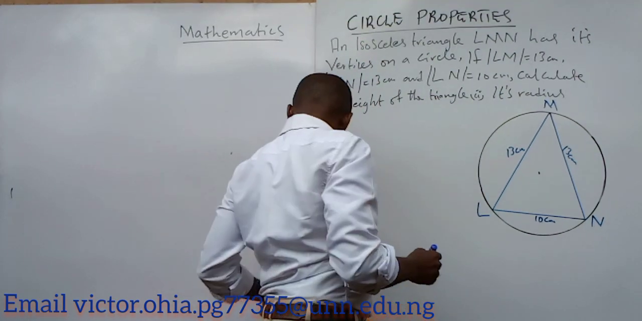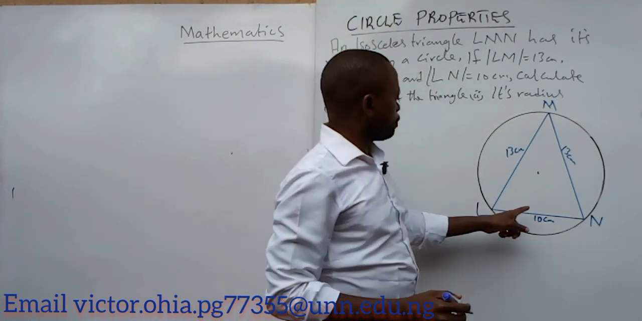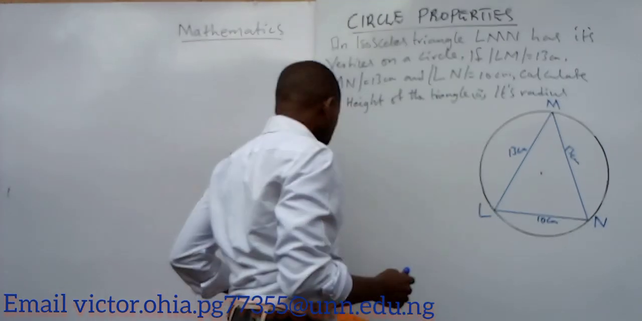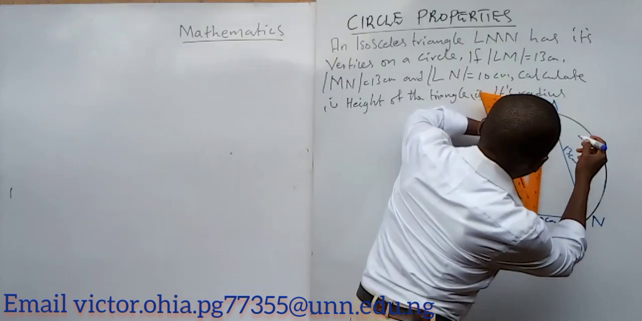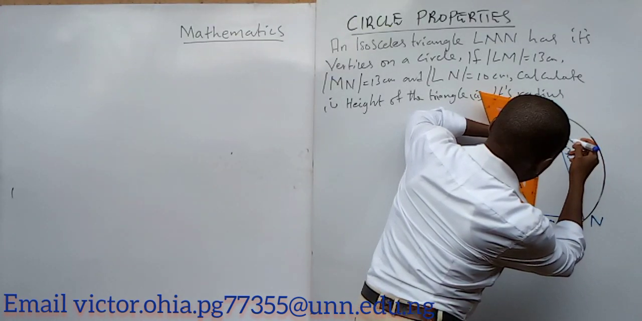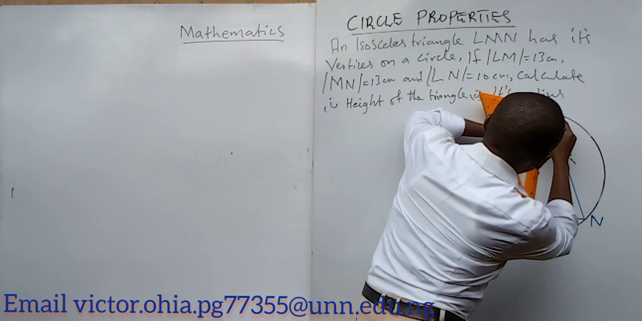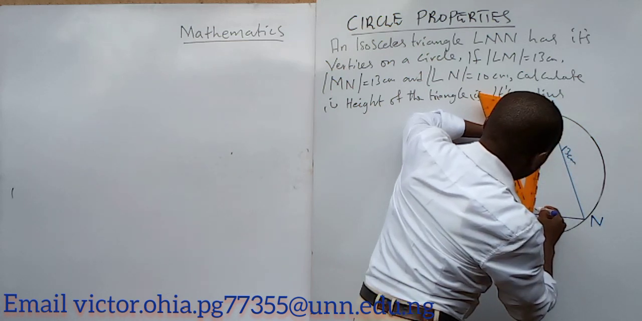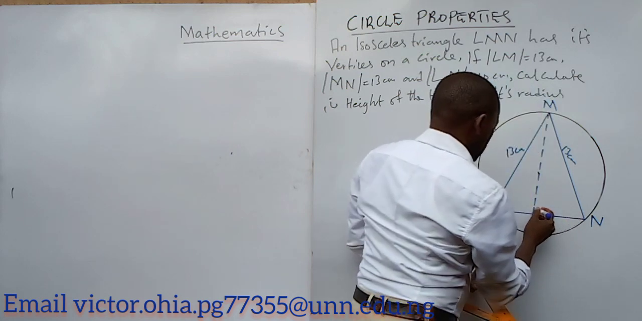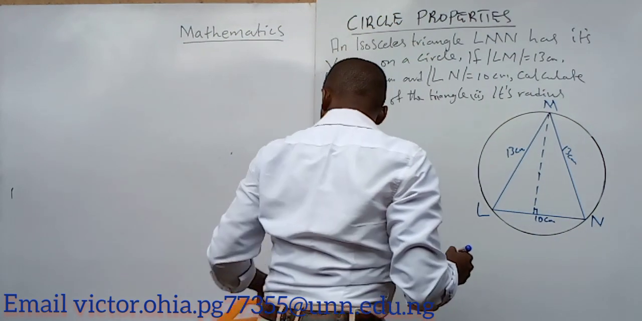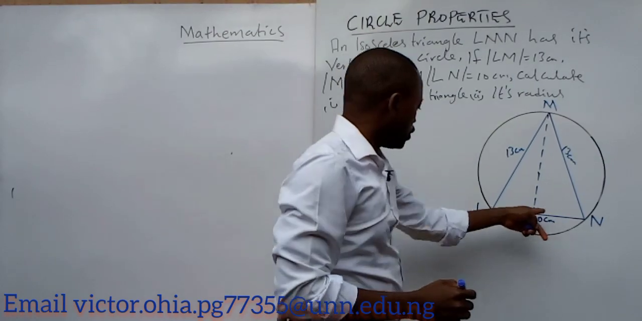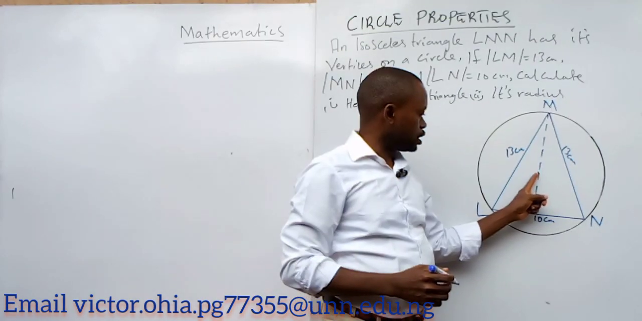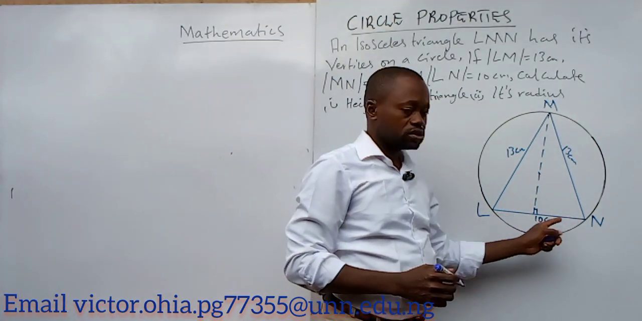Now they want us to calculate the height of this triangle. Of course, the height they are talking about should be something like this. I will ensure that this line passes through the center of the circle because it will help us to make some statements here.